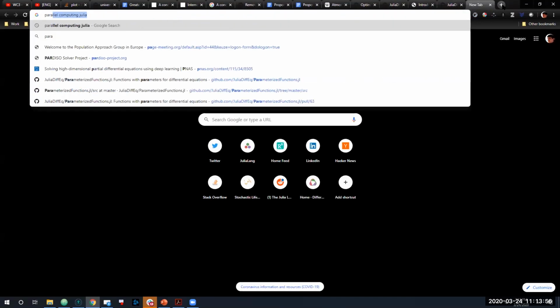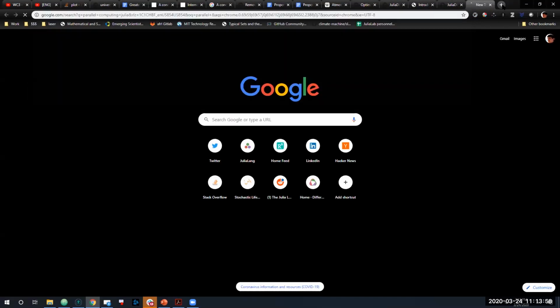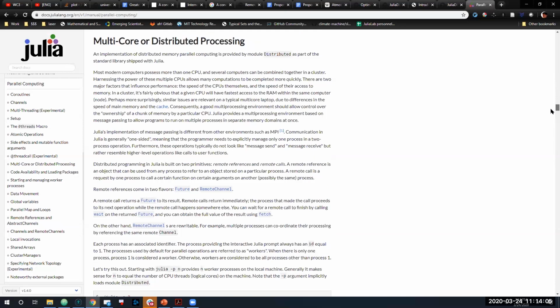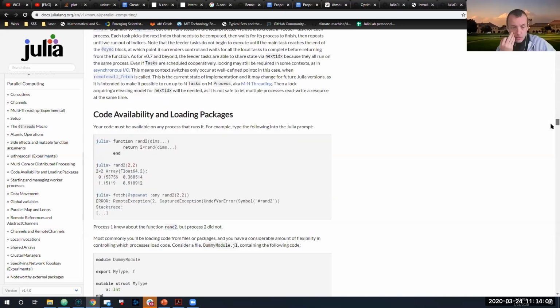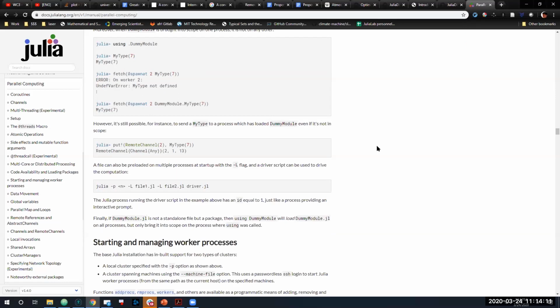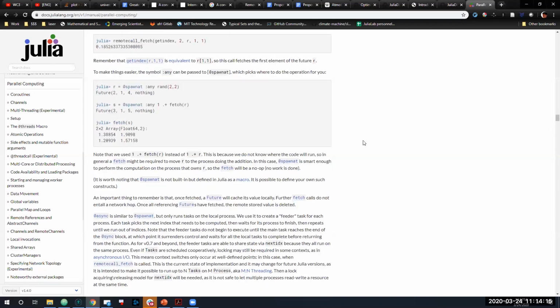So if you look up parallel computing in Julia, you can go to the manual page. This is the page that describes how to do multi-core distributed processing. Right, and it's really the question of whether this is compatible with differentiation. Yeah, it is, and you just need to make sure you use it in the correct way.